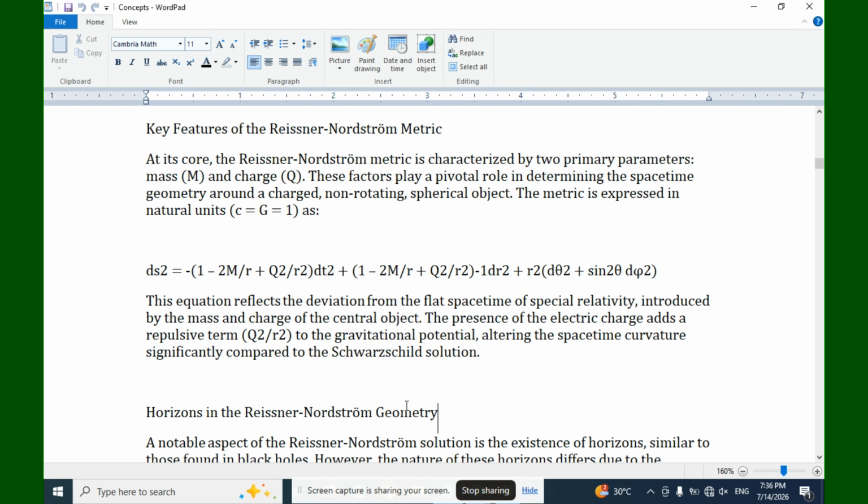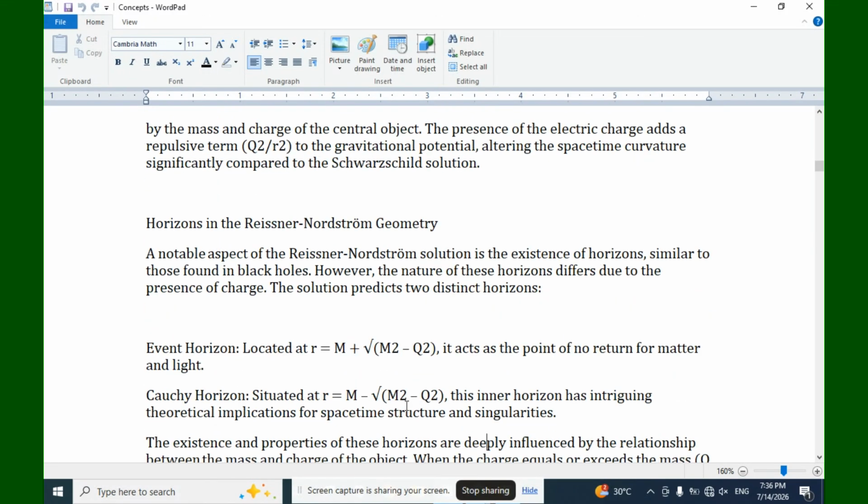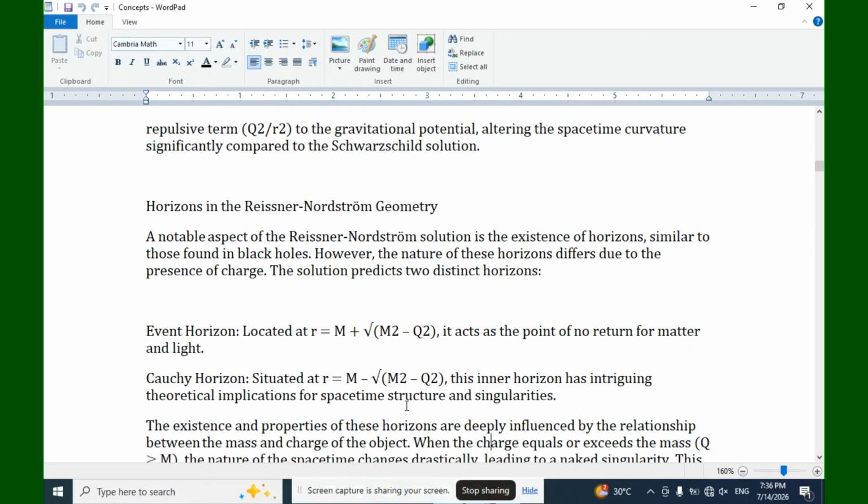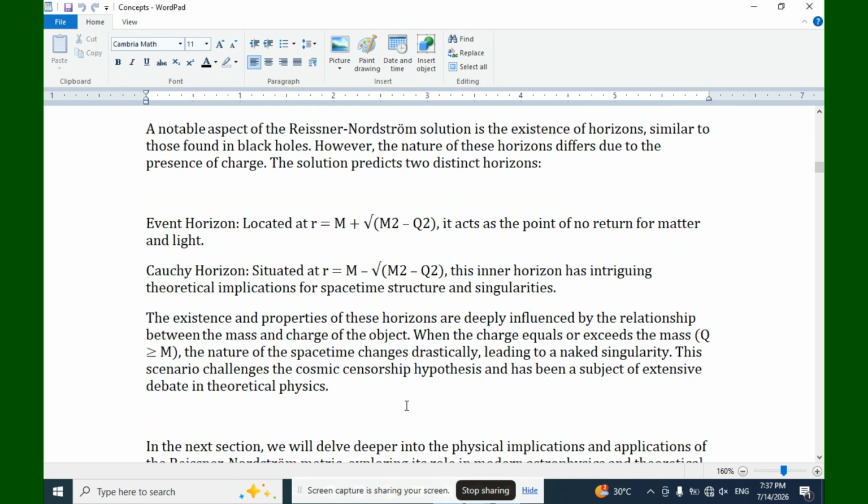Compared to the Schwarzschild solution, horizons in Reissner Nordström geometry. A notable aspect of the Reissner Nordström solution is the existence of horizons similar to those found in Schwarzschild black holes. However, the nature of these horizons differs due to the presence of charge. The solution predicts two distinct horizons: the event horizon and the inner horizon. Event horizon located at r equals m plus the square root of m squared minus q squared. It acts as the point of no return for matter and light. Inner horizon situated at r equals m minus the square root of m squared minus q squared. This inner horizon has intriguing theoretical implications for space-time structure and singularities.